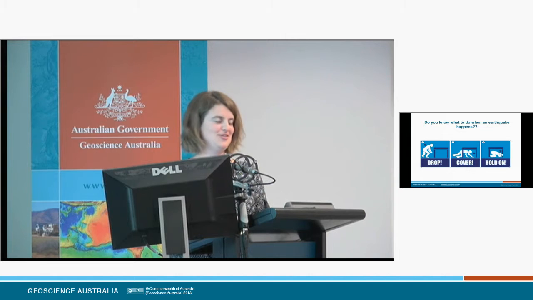Do you know what to do when an earthquake happens? We might not get large earthquakes in Australia, but it's important to know what to do when an earthquake occurs. It's important to know if you're living in an earthquake-prone area. Thinking back to the maps that I showed earlier on, do you live in one of these regions? Because you need to know what to do.